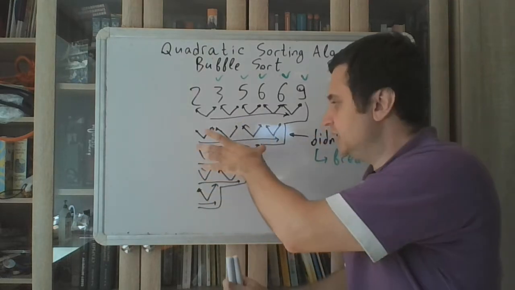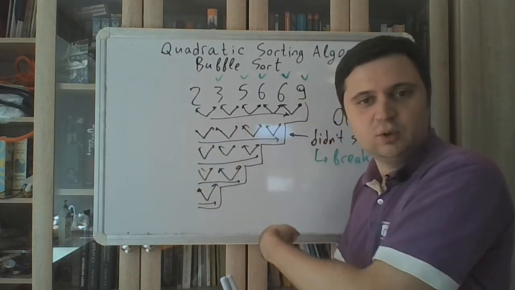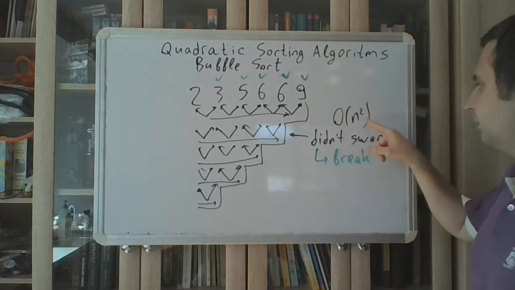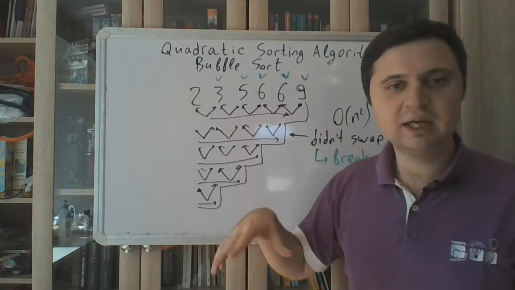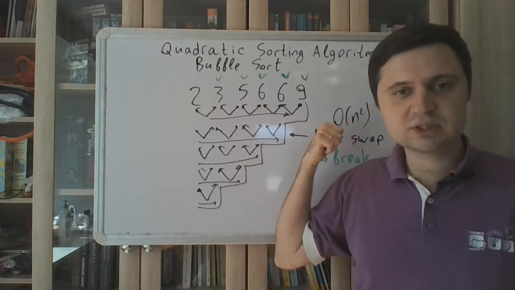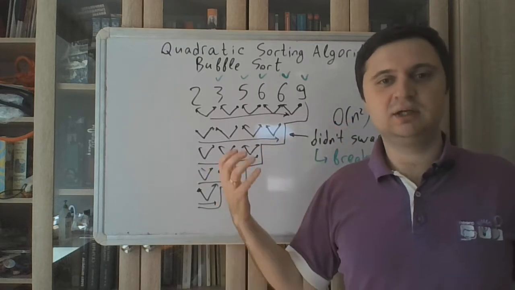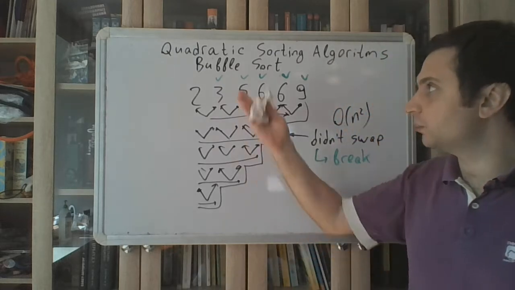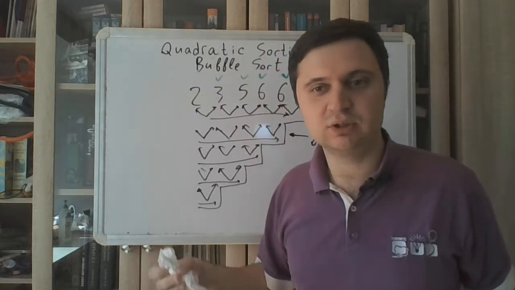The next long iterations will not change anything either, so you can break. And in some cases the bubble sort will work even faster than quadratic time, but in bad cases it will work in quadratic time, which is normal for our topic today, for our lecture.